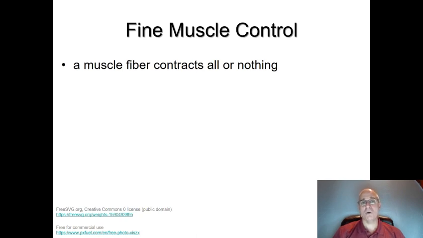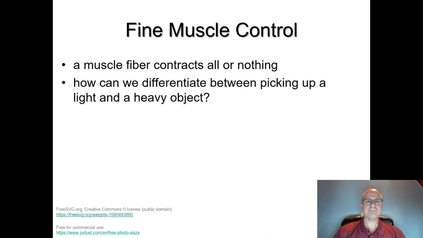So if you recall when we talked about action potentials, we said generally action potentials either happen or they don't. Okay, we called that the all or nothing principle. Well, the same thing is going to happen with muscles. You can't have a muscle fiber contracting weakly. Okay, muscle fibers contract either with all their force or they don't contract at all.